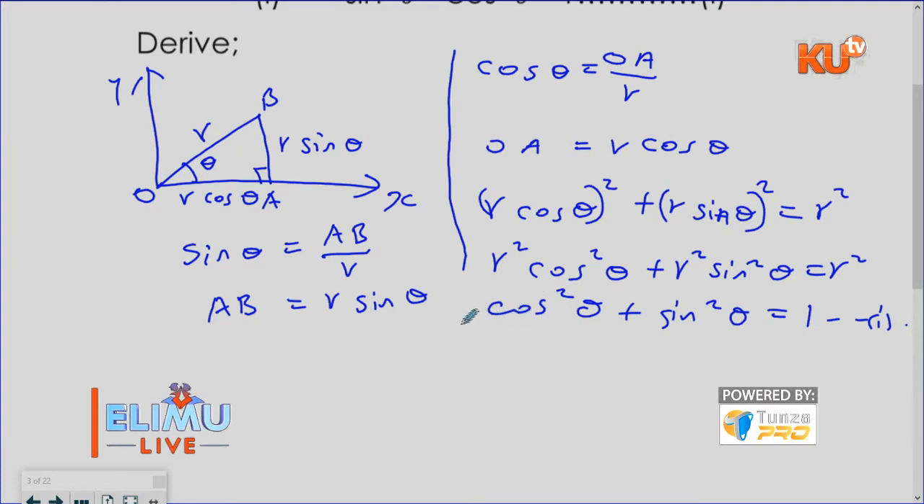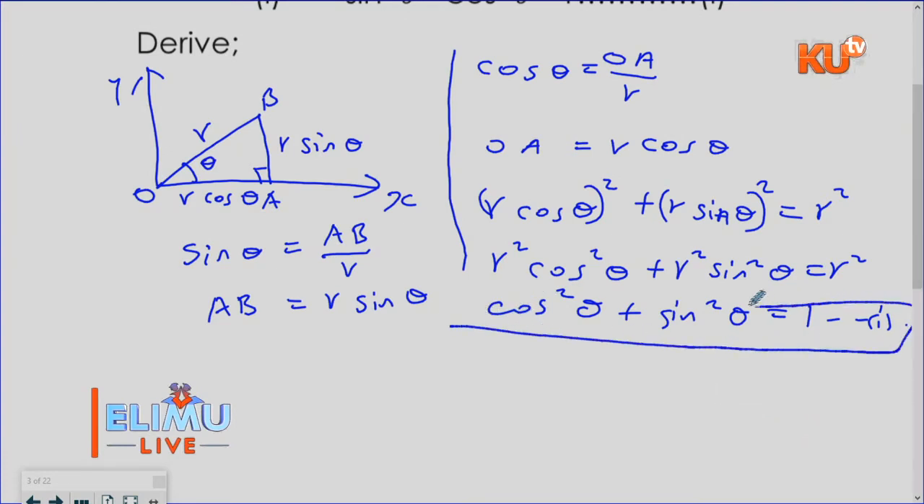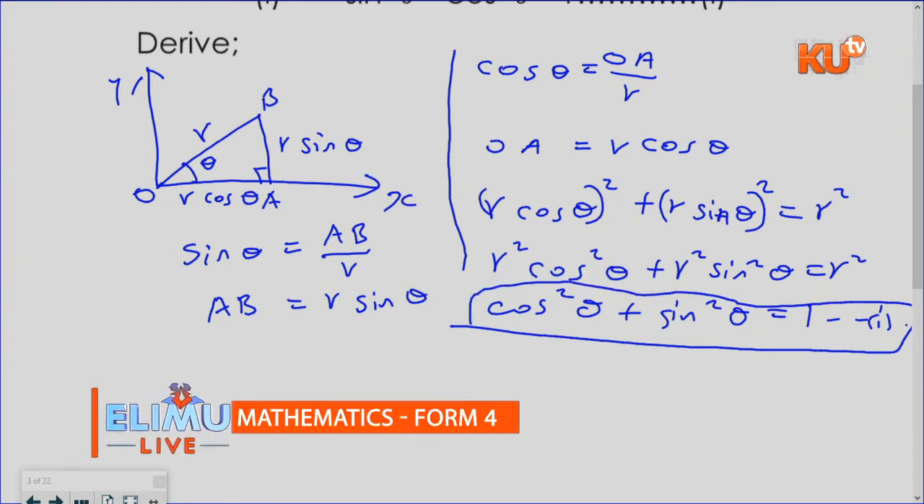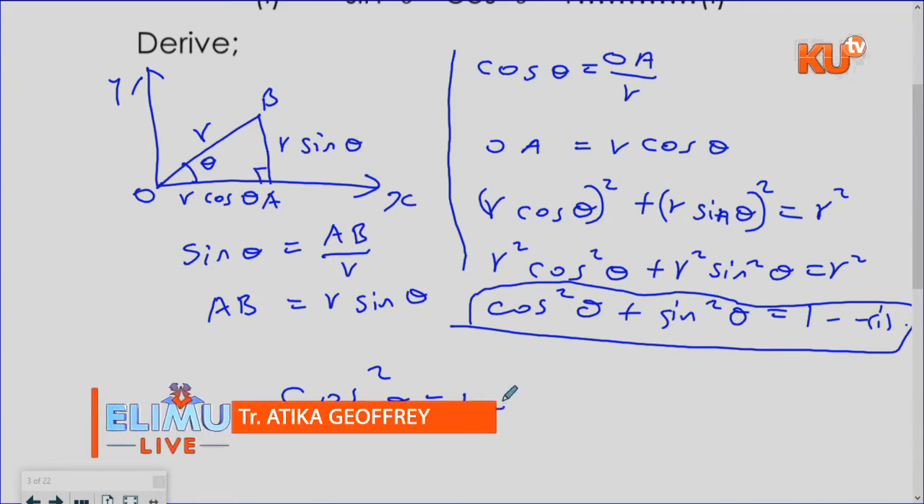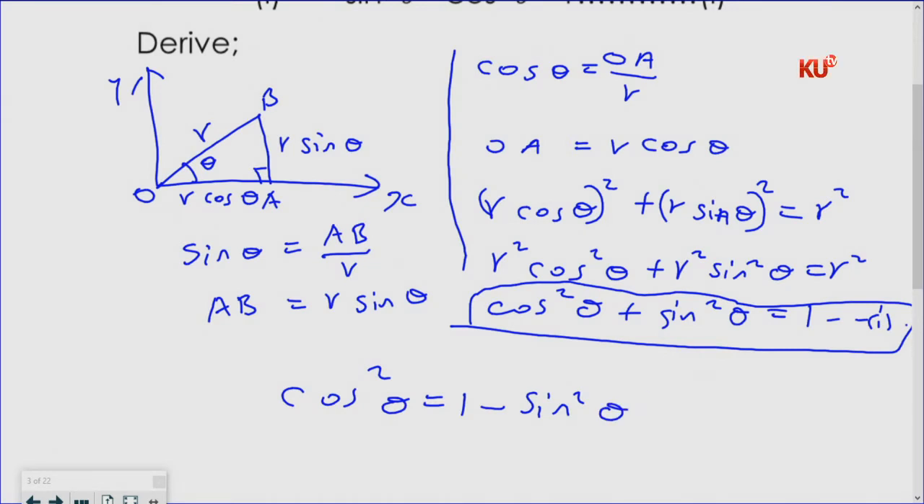Alternatively, from this first identity, you can make cos squared theta the subject of this equation. So you can have cos squared theta is equal to, now you shift sine squared theta to the right hand side. So you'll have 1 minus, of course, you know this rule, if this sign is positive and you shift sine squared theta to the other side, the sign will change. So you'll have minus sine squared theta. Alternatively, you can also make sine squared theta the subject.